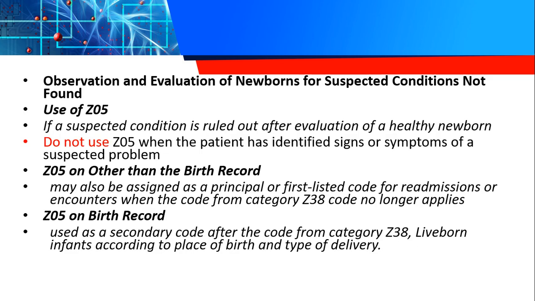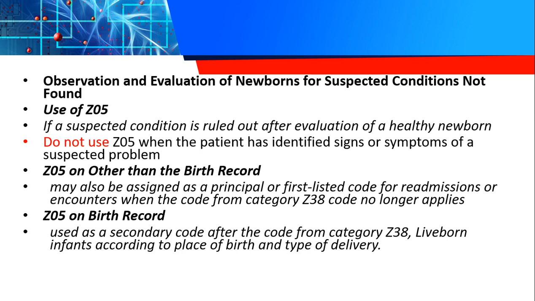Next one is your observation, letter B, observation and evaluation of newborn for suspected conditions not found. Meaning, for example, after delivery or before delivery, the provider suspected a condition that may be present in the baby, but it is justified that that suspected condition is not present right after the delivery when checking the newborn.